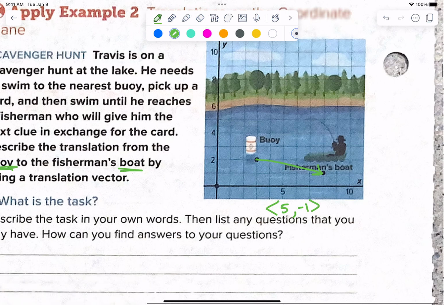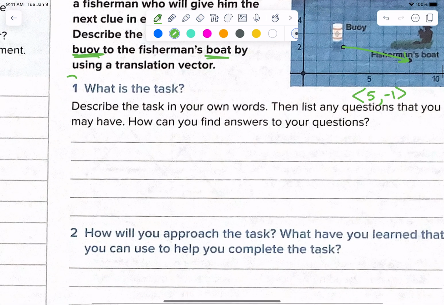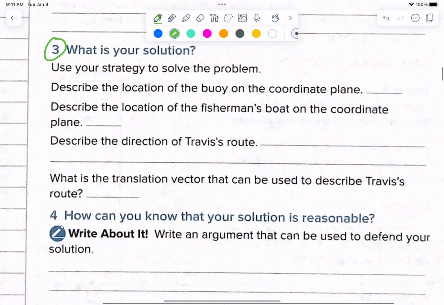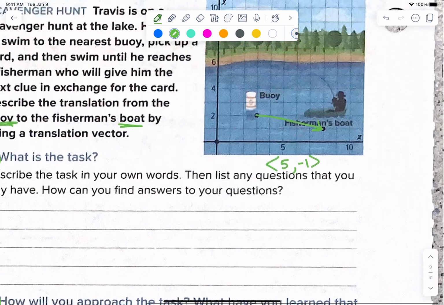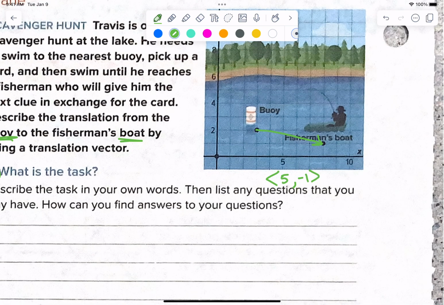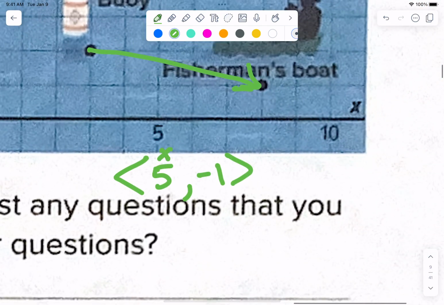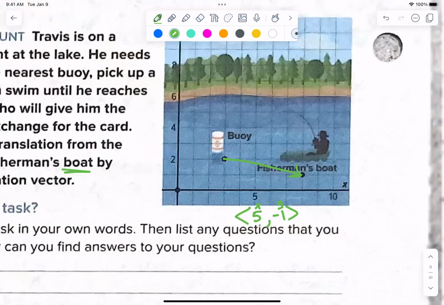Now you tell me why they said, number 1, find out what the task is. Number 2, do this step. Number 3, do this step. Number 4, do this step. When the answer is 5, -1. I don't know why they want you to write out all of your thought process, but that doesn't seem like too hard of a problem, right? 5, -1. Now make sure that you're putting the x in this spot and the y in this spot. 5 to the right, 1 down, 5, -1. Got it? Okay, that's it.